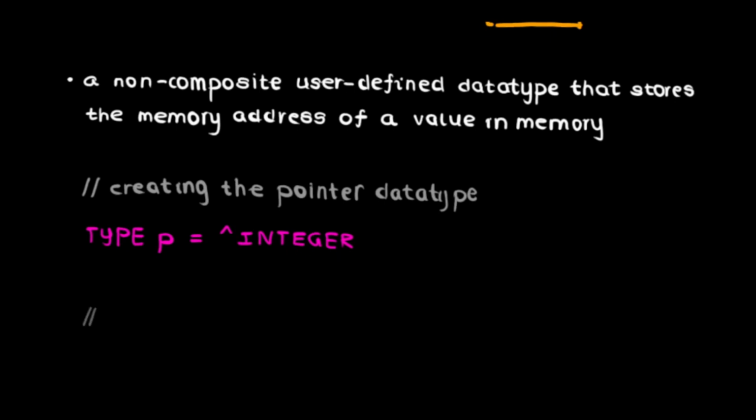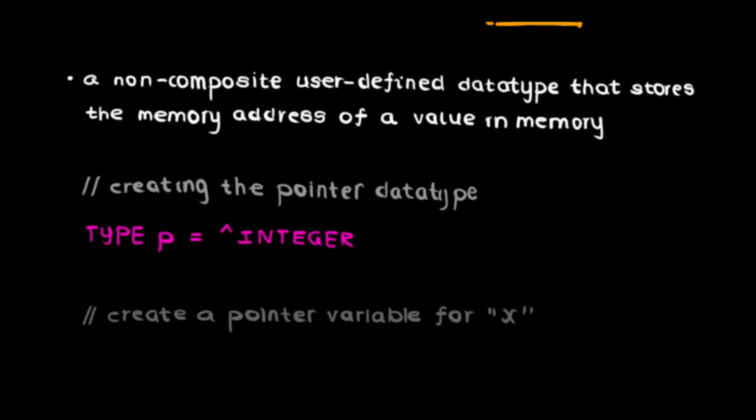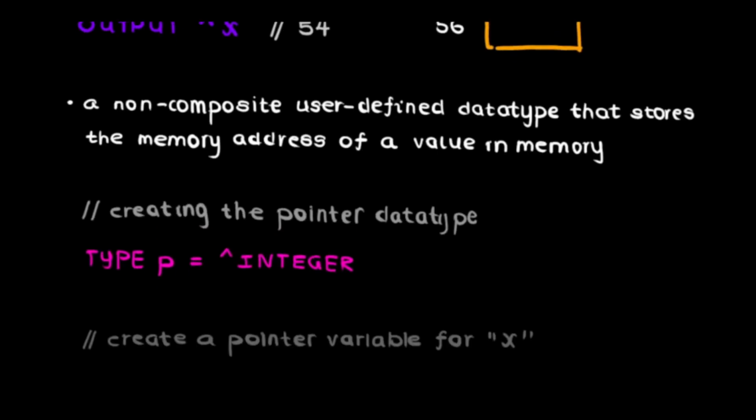And then what I can do is actually create a pointer variable. Create a pointer variable. So how would this work? Now our data type is cleared. Let me create a pointer variable for x now, where x is the variable I was dealing with. Let's create a pointer variable just for our x.